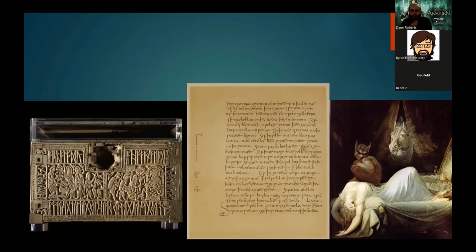Furthermore, there's a thing called elf shot that has appeared in a lot of English texts. And with that, I'm going to pass it off to Byron and Beofeld.